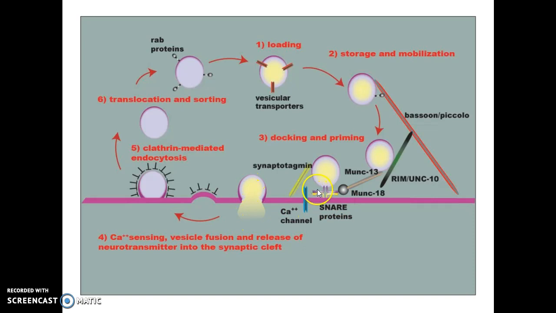The trigger for them to wind up together is a protein called synaptotagmin. And synaptotagmin will only do that in the presence of calcium. So voltage-gated calcium channels open, calcium rushes in, binds to the synaptotagmin, and causes vesicle fusion. And then all of the proteins in the vesicle are then going to be recycled using receptor-mediated endocytosis, or clathrin-mediated endocytosis.